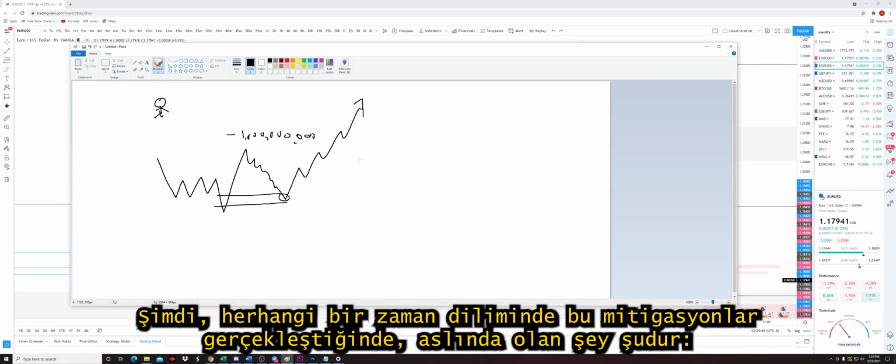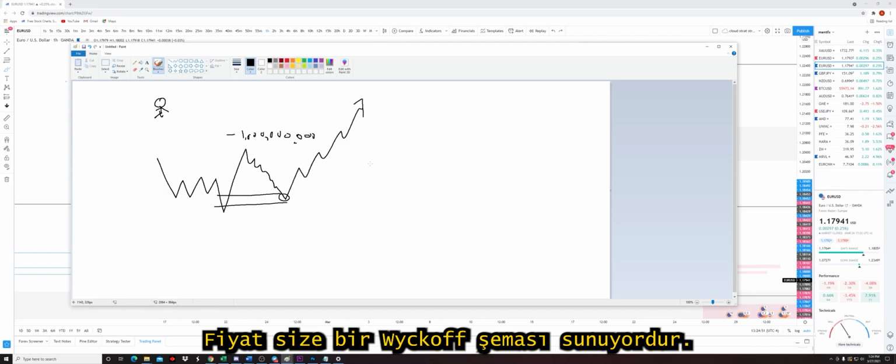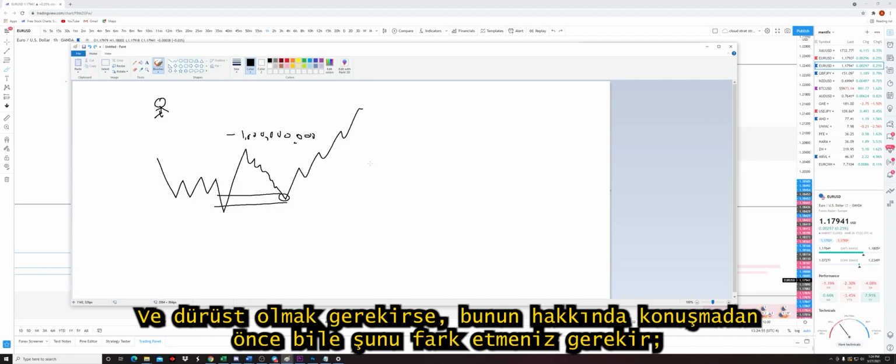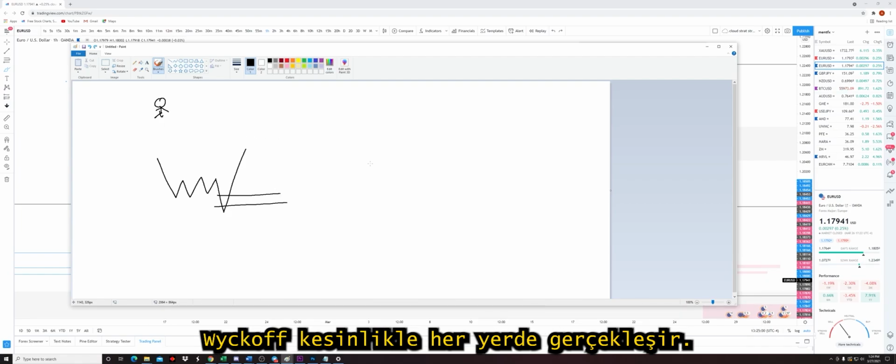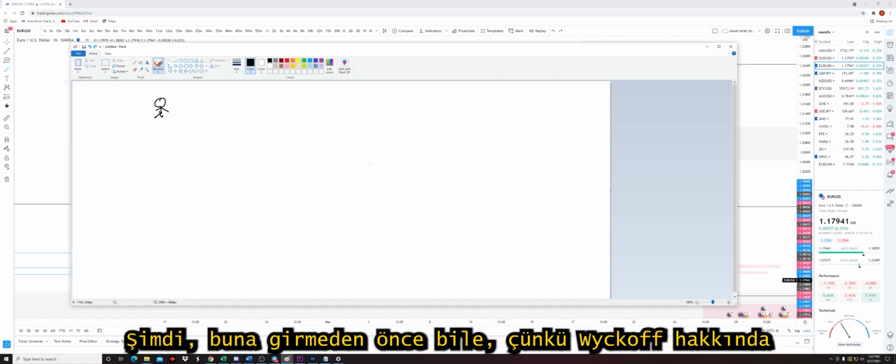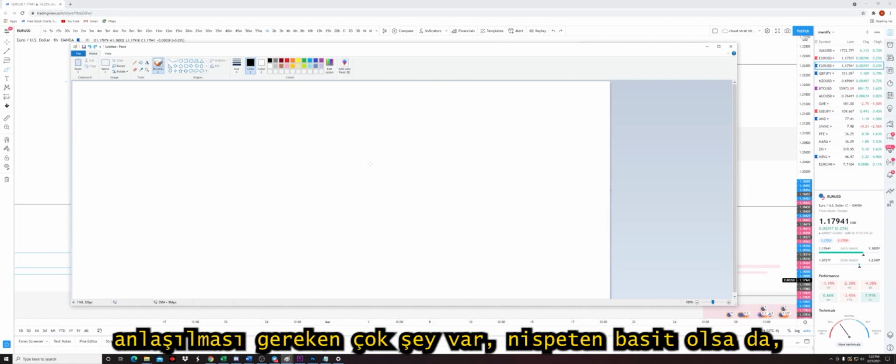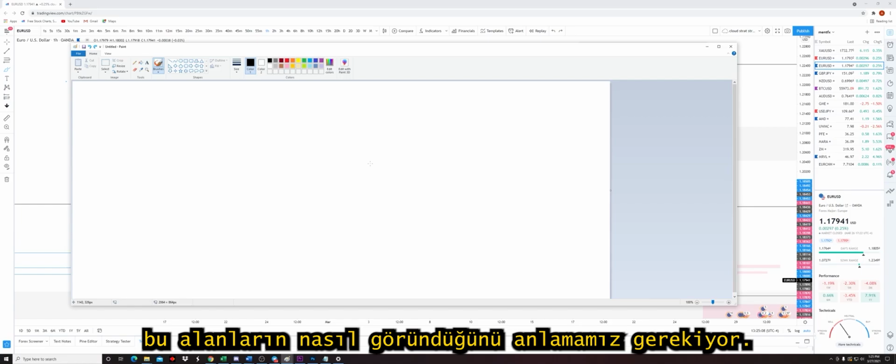Now, when these mitigations occur on any time frame, what's actually going on is price is delivering to you a Wyckoff schematic. And honestly, before we even talk about that, you need to recognize that Wyckoff occurs absolutely everywhere. Now, before we even get into that, because there's so much to kind of understand about Wyckoff, even though it's relatively simple, we need to understand how these areas look.